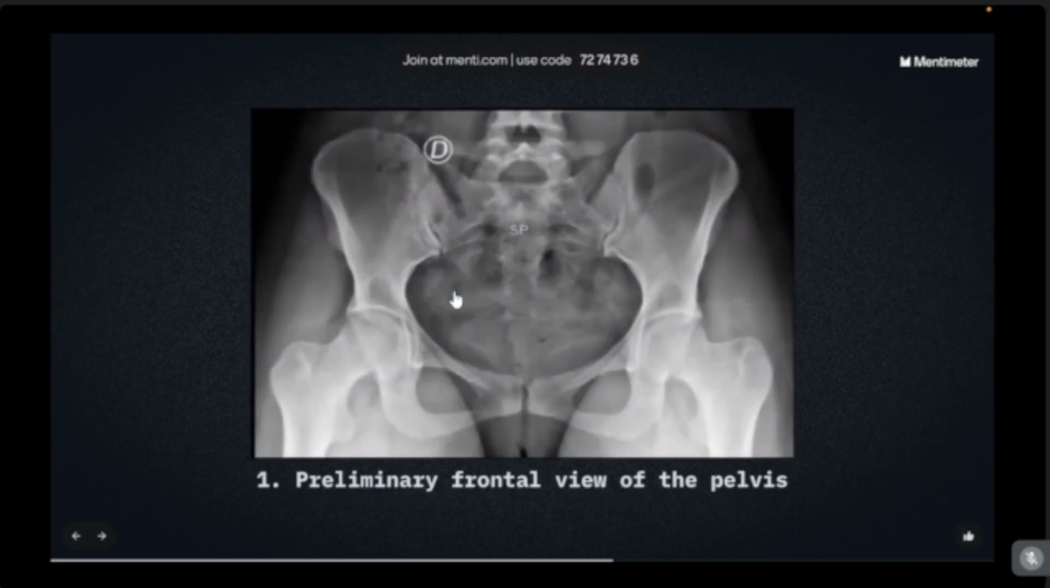So here is the preliminary frontal view of the pelvis. The procedure begins with a pelvic view without preparation, which is an initial frontal X-ray view of the pelvis.